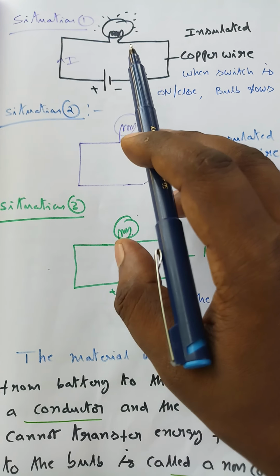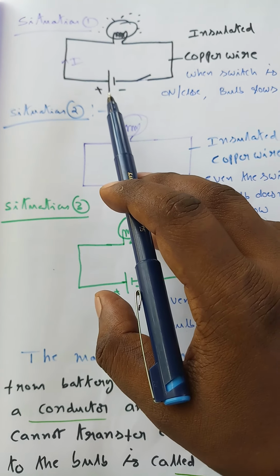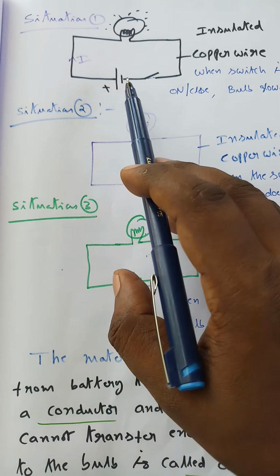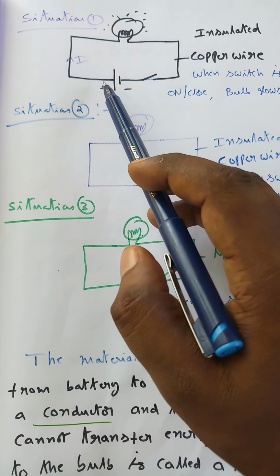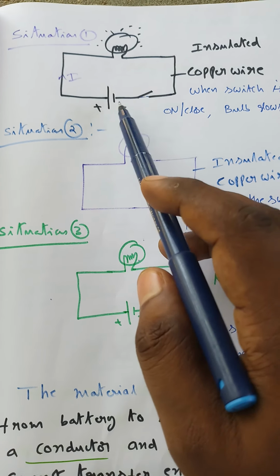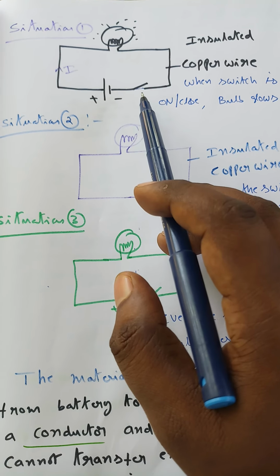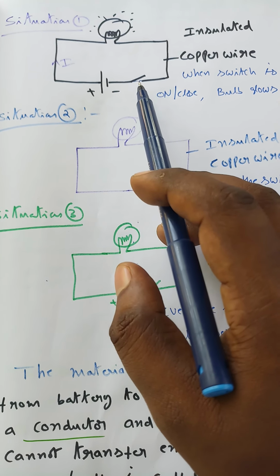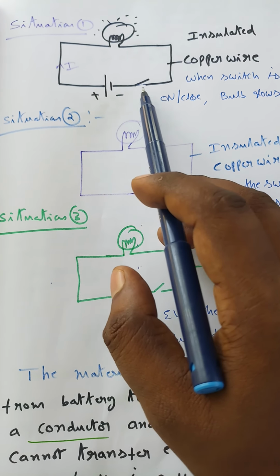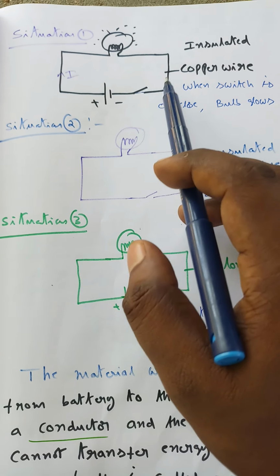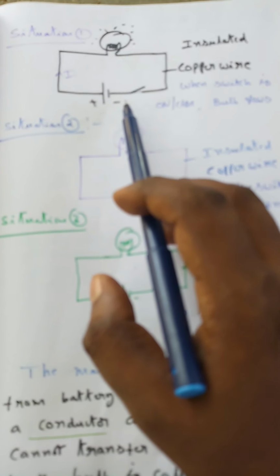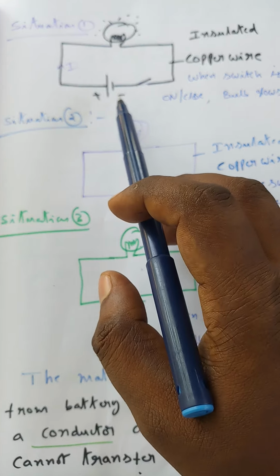See here, a bulb is connected to a battery through insulated copper wire with the help of connecting wires. See here, these are the insulated copper wires, a bulb, and here there is an arrangement of a switch. When the switch is on, the circuit is closed, then current flows in the circuit. So we can know the flow of current in the circuit by observing the glowing of a bulb.